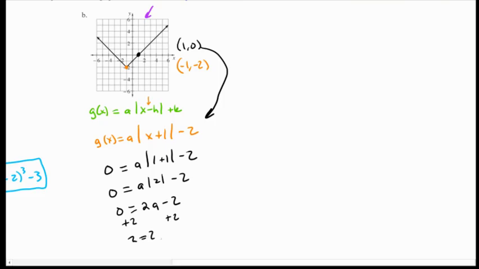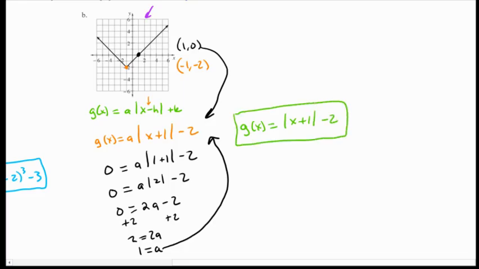2 equals 2a, so my a value is just 1. And now I'm going to plug that back in to get my final equation here. I could put 1 here, but I'm not going to, because if I have an a value of 1, then it doesn't change anything. And this is my simplified equation for that graph.